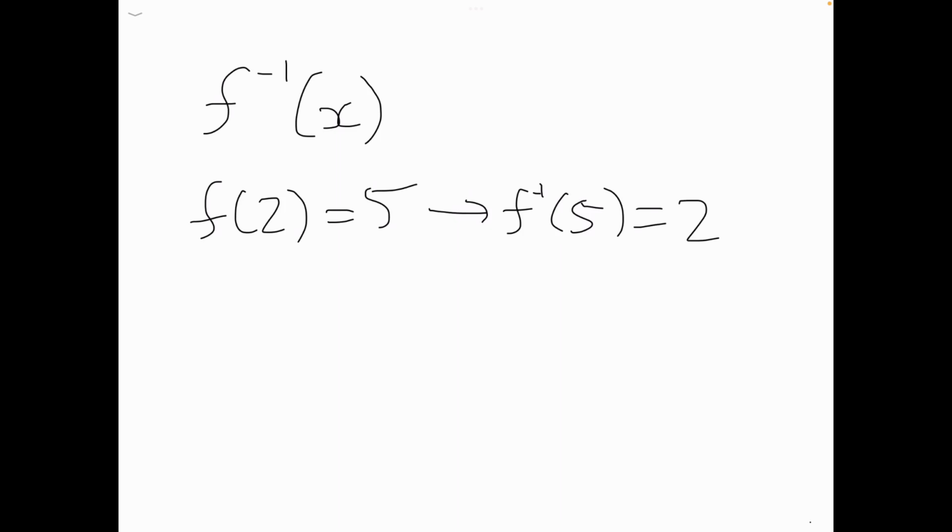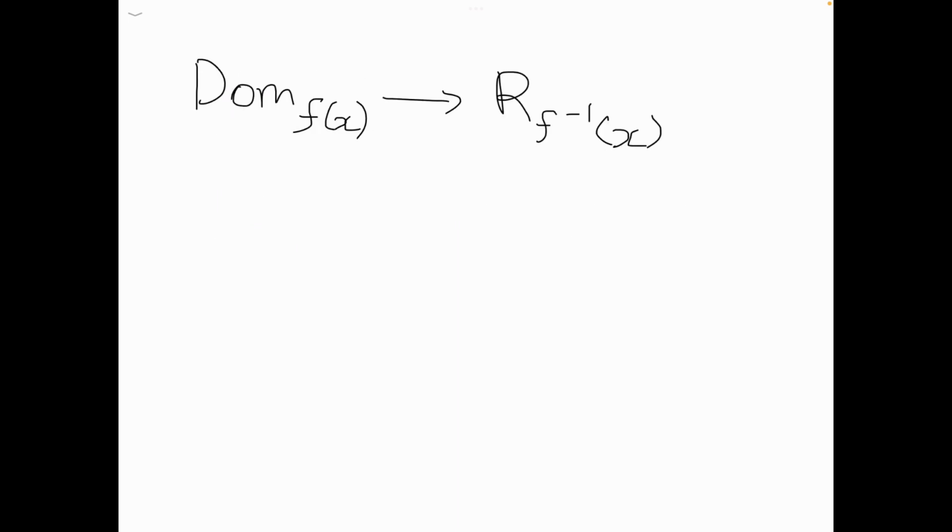A function has an inverse if its graph passes the horizontal line test, meaning any horizontal line will intersect the graph at most once. The domain of a function becomes the range of its inverse, and the range of a function becomes the domain of its inverse. The graph of the inverse is a reflection of the graph of the original function in the line y = x.